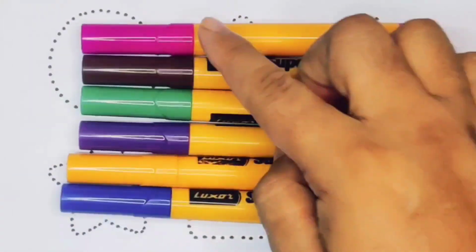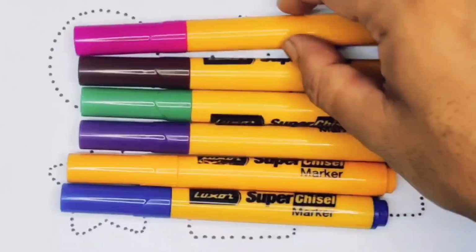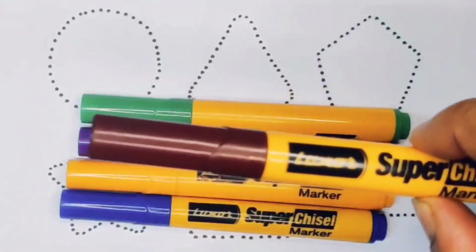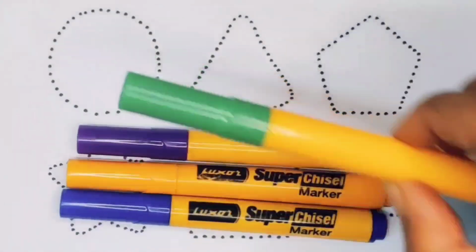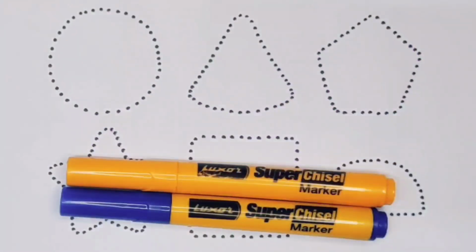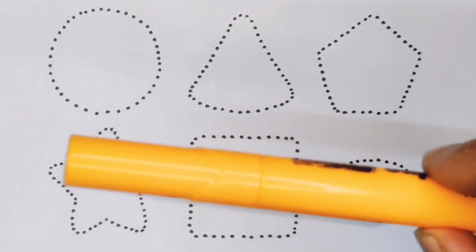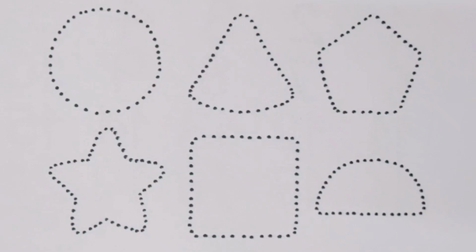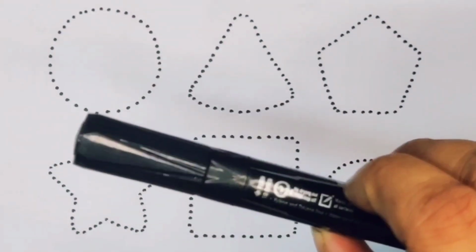First we're going to know the color's name. Pink color, chocolate color, light green color, purple color, orange color, blue color and black color.